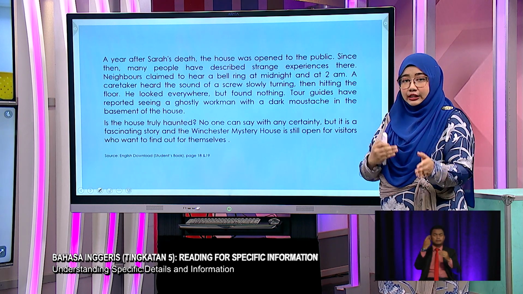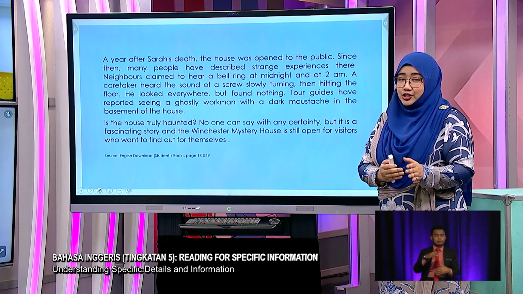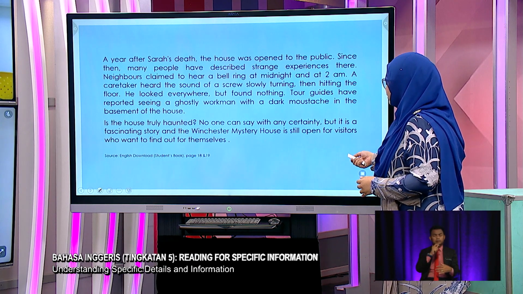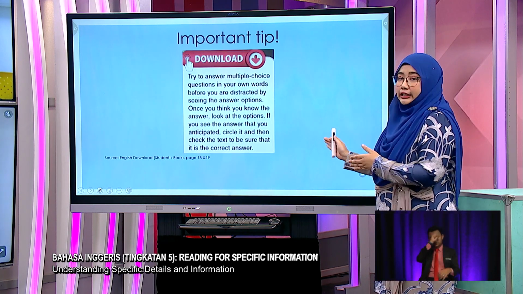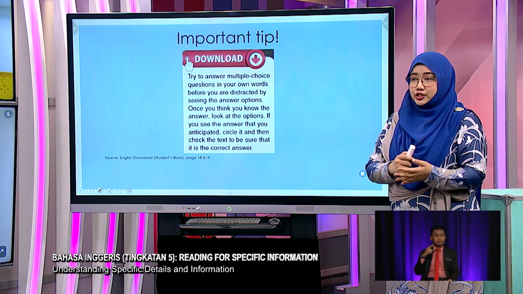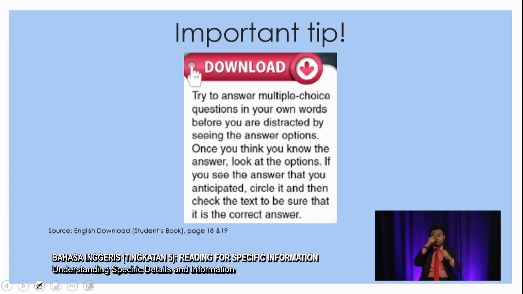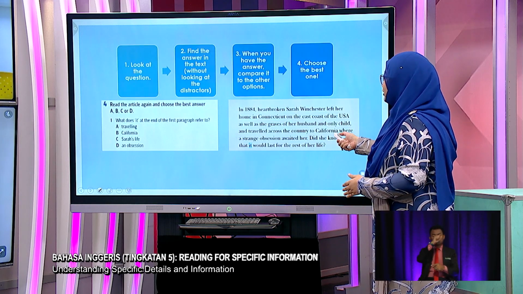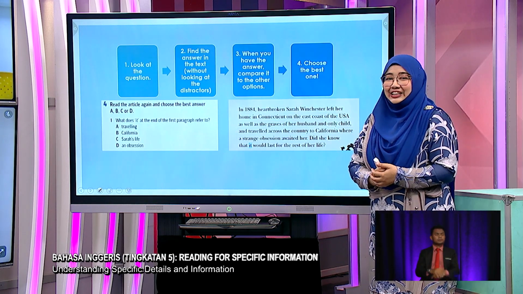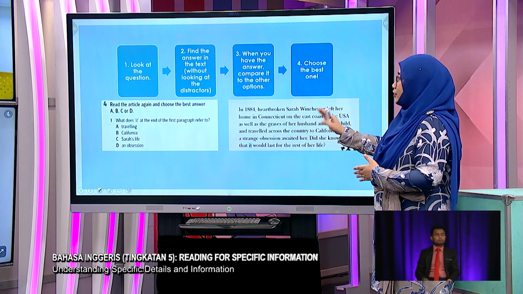Okay, so after we have done that, now our next task is for us to attempt the questions. This is a very important tip, also taken from our download textbook. Try to answer multiple choice questions in your own words before you are distracted by seeing the answer options. Once you think you know the answer, look at the options. If you see the answer that you anticipated, circle it and then check the text to be sure that it's the correct answer. So that's quite a lot, so I've broken it down into these easier steps. Okay, so it's suggested that we follow these steps.